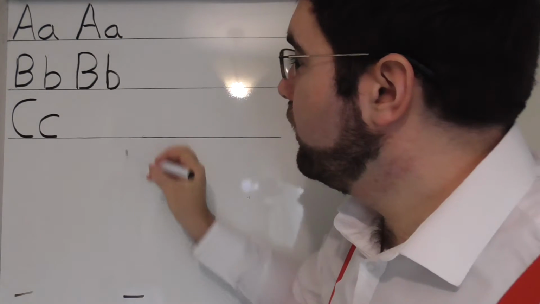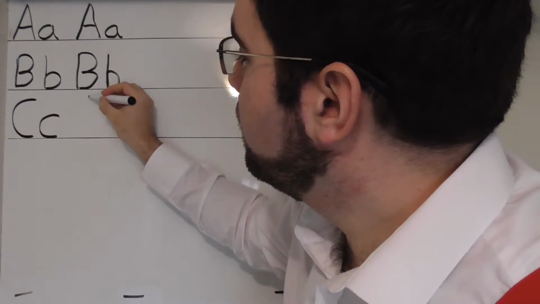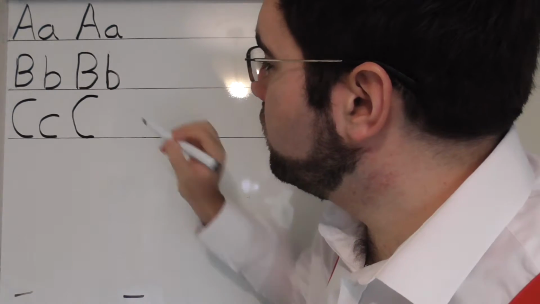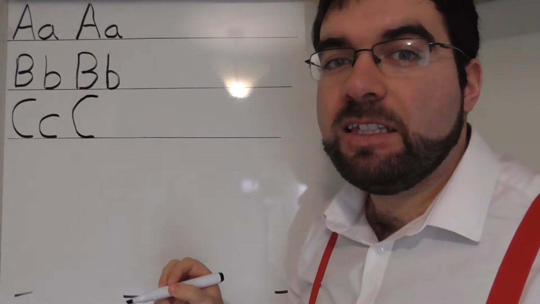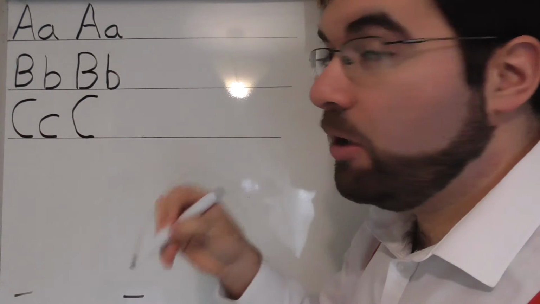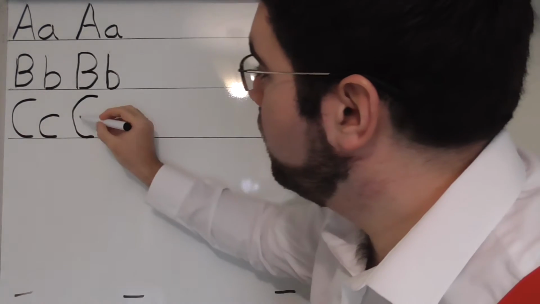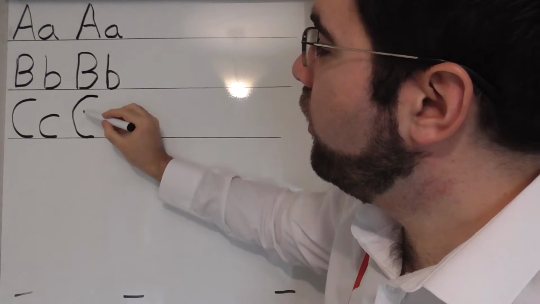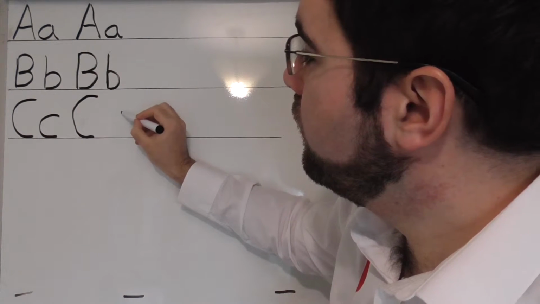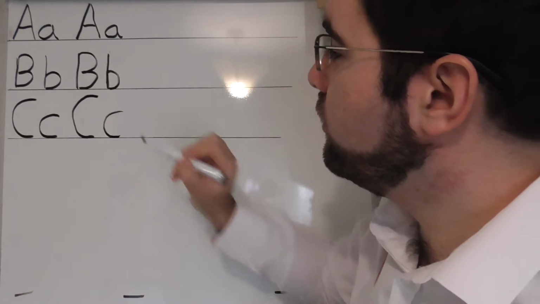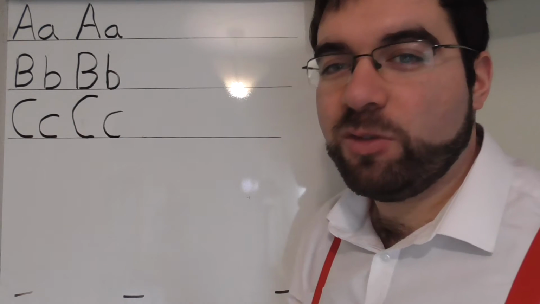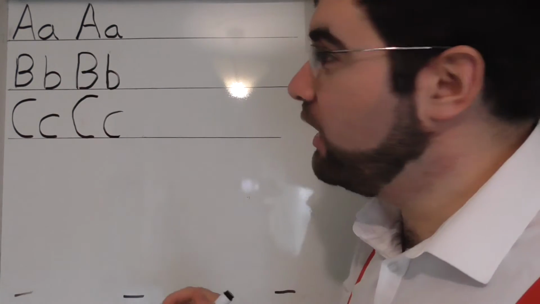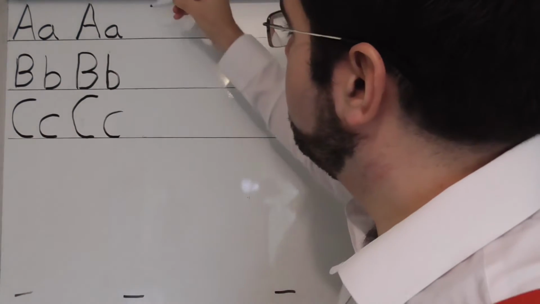Very good. Now let's look at C. Starting at the top, nice curve, like that, beautiful. C. And let's go for a lowercase c. About halfway. C and c. Beautiful. Very clean, very pristine. Okay, let's do it once more.